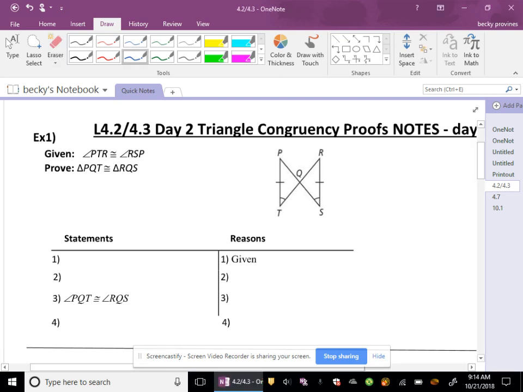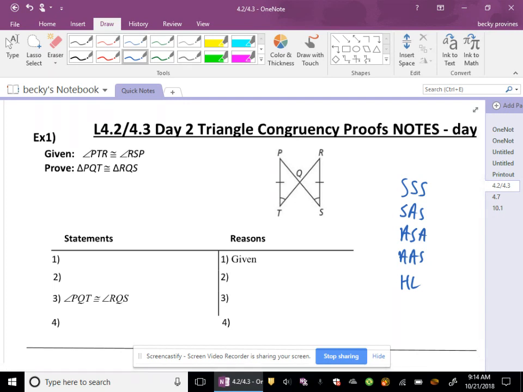Hi, today we're going to go over some proofs, how to prove triangles congruent. And just to remind you that we have 5 ways to do that. Side, side, side; side, angle, side; angle, side, angle; angle, angle, side; and HL. So we're only going to have to prove 3 things each time.